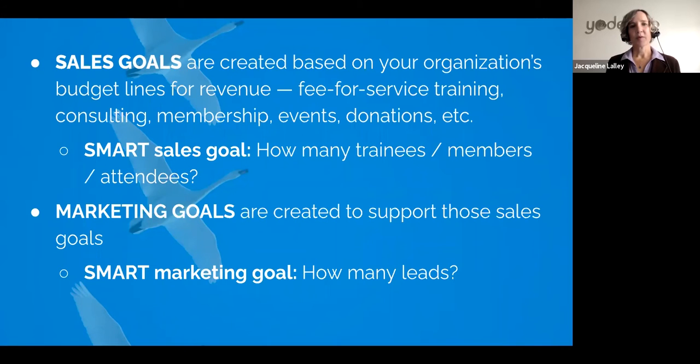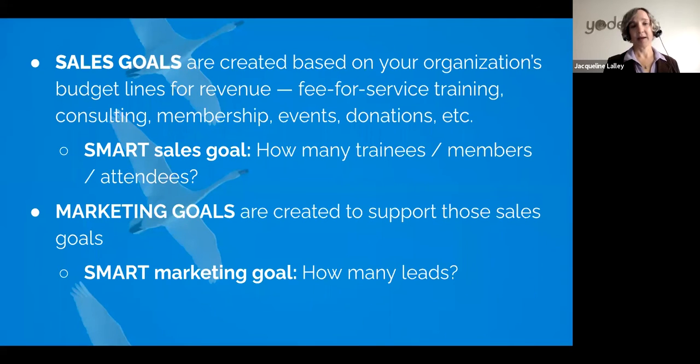So I think one of the biggest chasms that I see emerging at the nonprofits that we work with is that there are sales goals and there are marketing goals. And as I said, there's a lot of space in between. I think what's really important for marketing people to understand is that sales is different than marketing. And what's really important for people on the development side of an organization to understand is that marketing is different than sales. So sales goals are created based on your organization's budget lines for revenue.